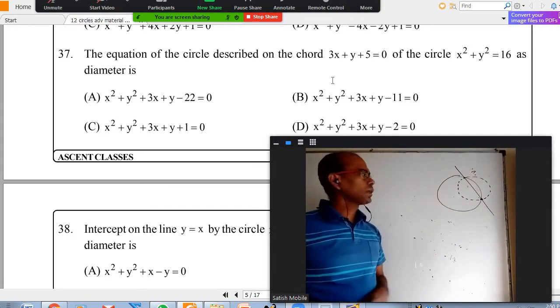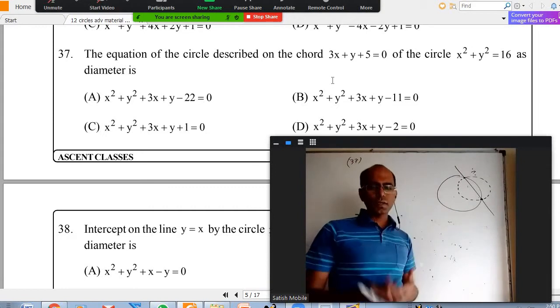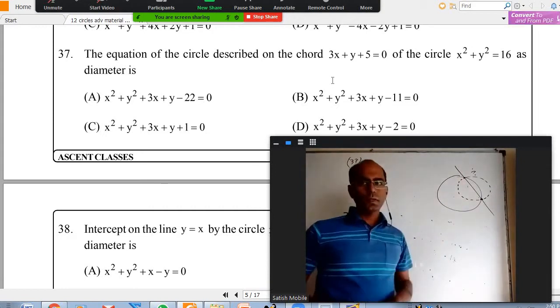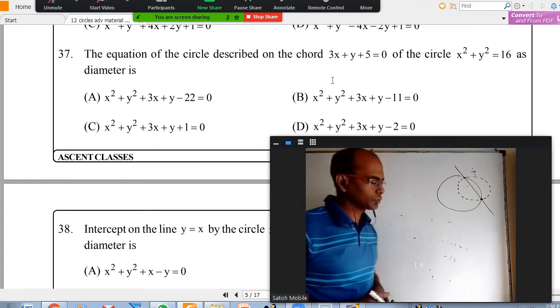You can do that. Or take S plus lambda L equal to 0, find the center of that in terms of lambda, put it in this line, you get lambda back and put that. Also, you can do it.